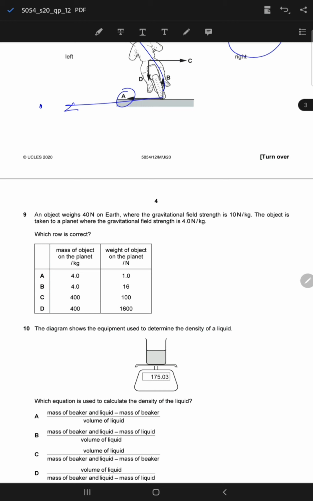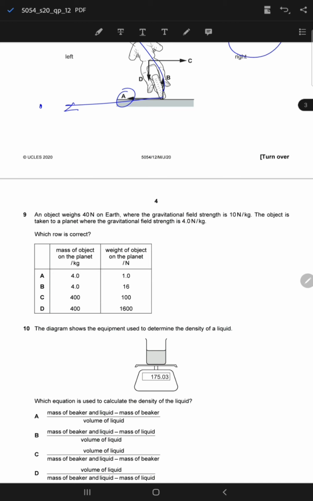An object weighs 40 Newton on Earth where the gravitational field strength is 10 Newton per kg. The object is taken to a planet where the gravitational field strength is 4 Newton per kg. Which row is correct? So the object weighs 40 Newton on the Earth, and you have to find the mass of the object on the planet, and the weight of the object on the planet. You have a different planet, right?